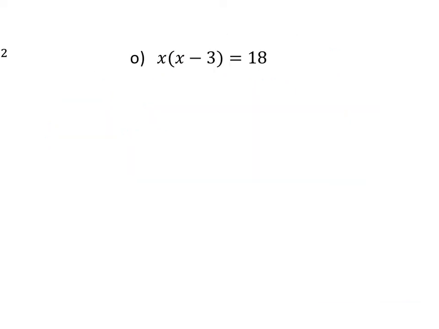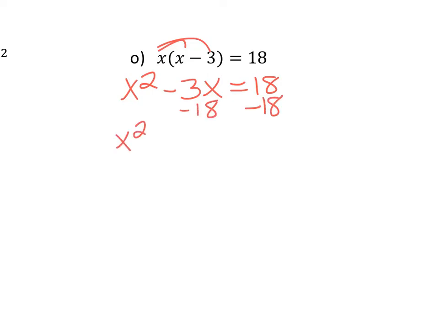Letter O. So this one, we have equals 18, so I don't have 0. But I also have these parentheses that I need to take care of. So the first thing I would do is distribute. X times x is x squared, and x times negative 3 is negative 3x. Bring down the rest. Now I can subtract the 18 and make our trinomial x squared minus 3x minus 18 equals 0. There's no GCF, but I have a trinomial, and I can use MAM.